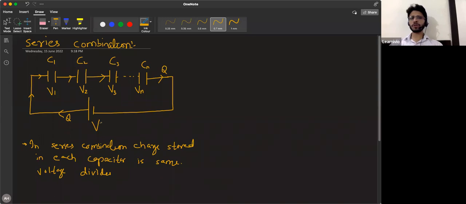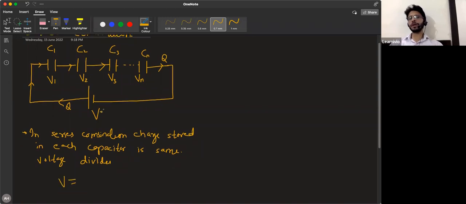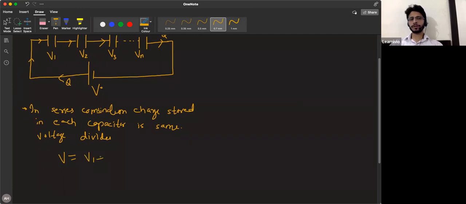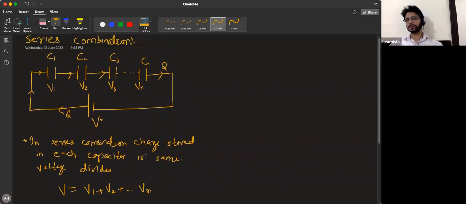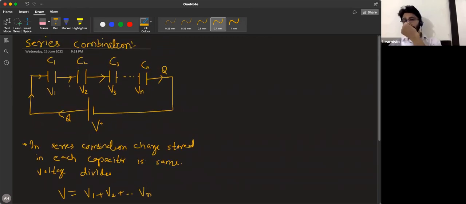If this is the total voltage of the battery, this voltage will divide into n parts: V1, V2, and so on. So when capacitors are connected in series, the charge stored in each capacitor is the same. This has the same charge Q, this has the same charge Q, this has the same charge Q. But the voltage is different. If the voltage of the battery is 100 volts, then this 100 volts will divide among all the capacitors. When you sum up V1, V2, V3, Vn, you will get 100.